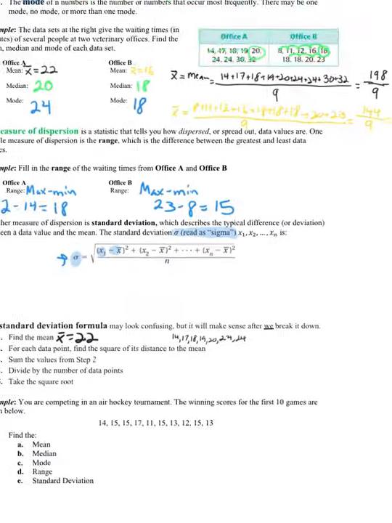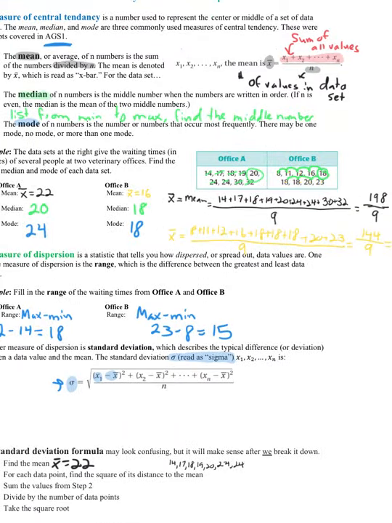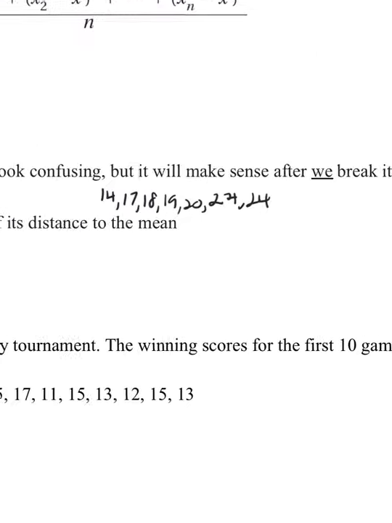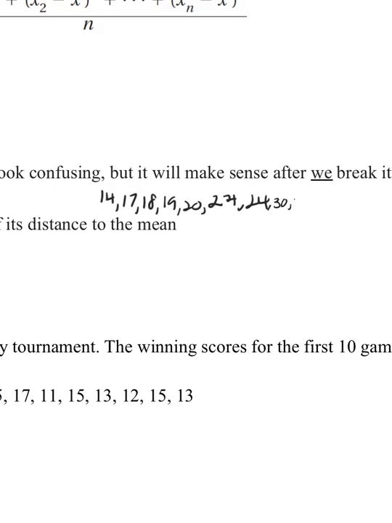And then I'm going to scroll back up real quick. 30 and 32. So I'm just rewriting my data set down. I'm going to make sure there's 9 points. 1, 2, 3, 4, 5, 6, 7, 8, 9. Perfect. And then we're going to find the distance to the mean on each of them.